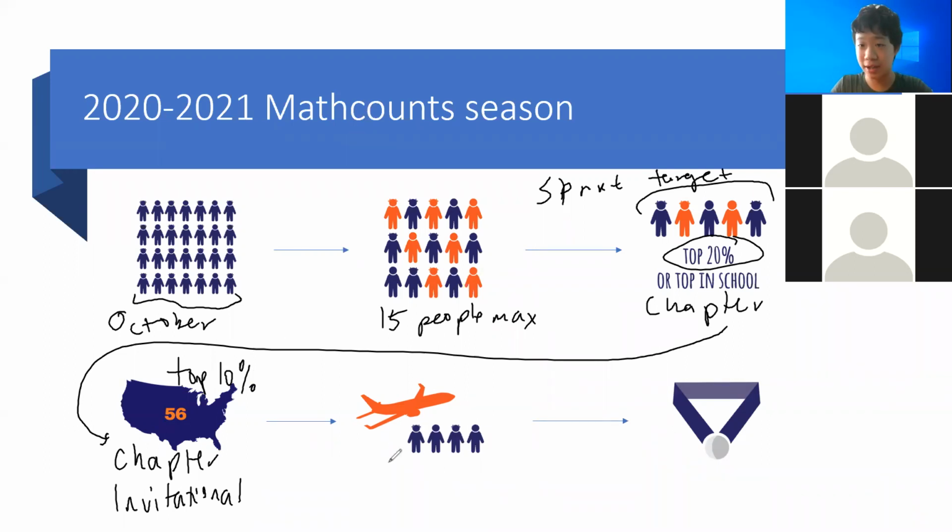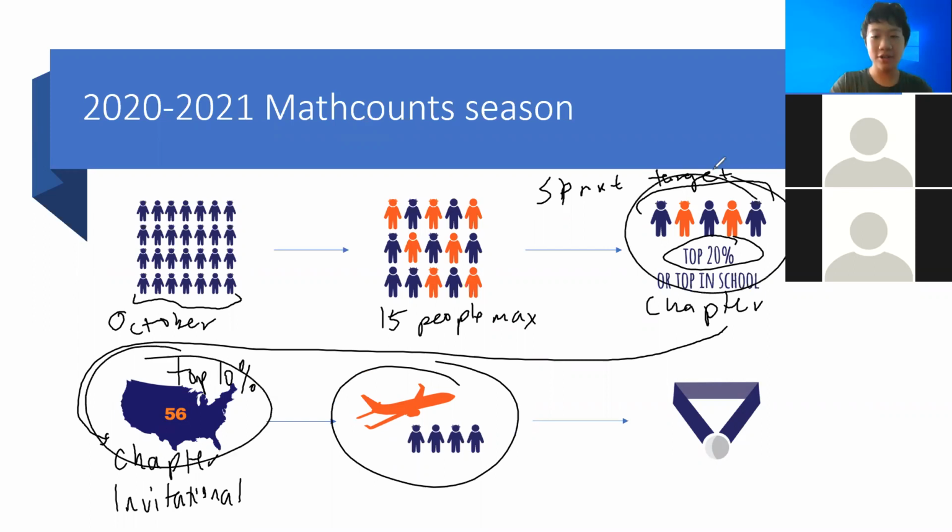Okay, and state is also online. So all the competitions that are online this year will not be having the team and countdown rounds, unfortunately. Okay, so there's only going to be the sprint and target rounds for all three of these rounds: chapter, invitational, and state.